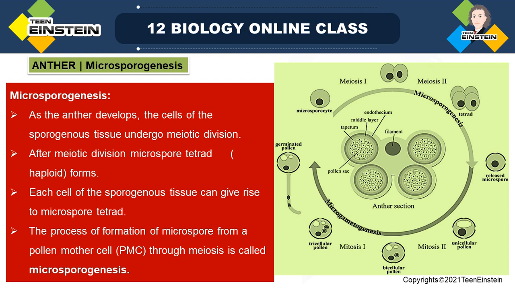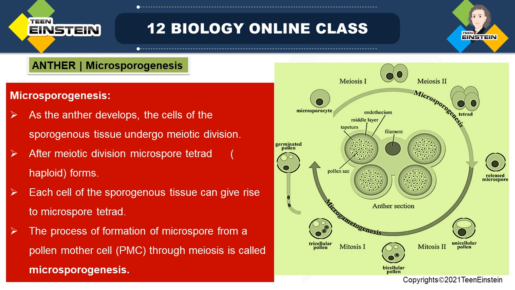During the development of the anther, each sporogenous cell, that means each cell of the centrally thick cells, is called a pollen mother cell. Why is it called a pollen mother cell? Because pollen grains are produced from those cells. So they are called the mother cells of pollen grains.